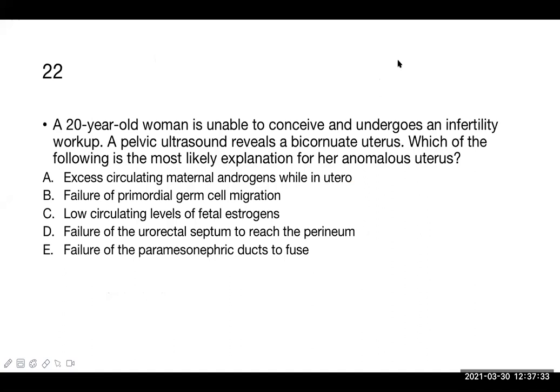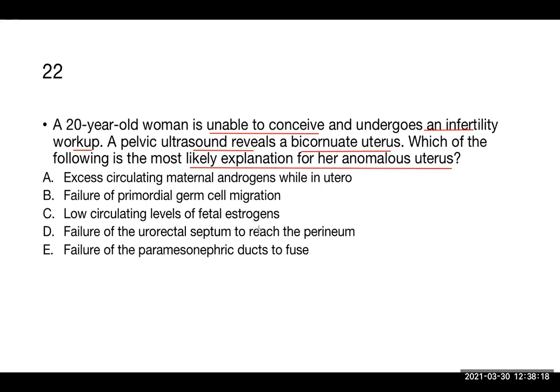Now, another one from embryology again. So another interesting question. A 20-year-old woman is unable to conceive and undergoes an infertility workup. There is a definition of infertility, which may be fulfilled in her: after 1 year of marriage with unprotected intercourse, if there is no conceiving, then we call it infertility. A pelvic ultrasound reveals a bicornuate uterus. Okay, there are 2 horns on the uterus, bicornuate uterus. Which of the following is the most likely explanation for this anomalous uterus?